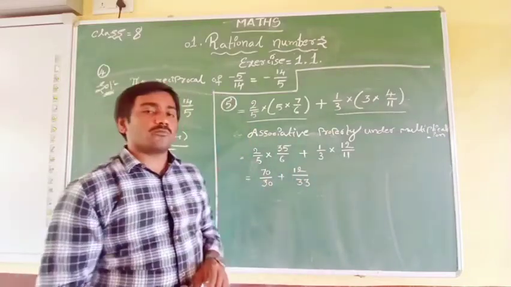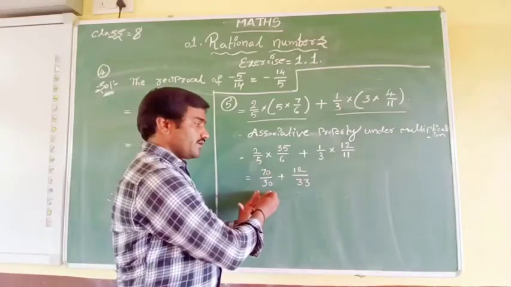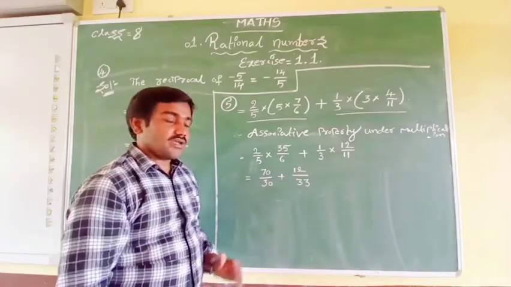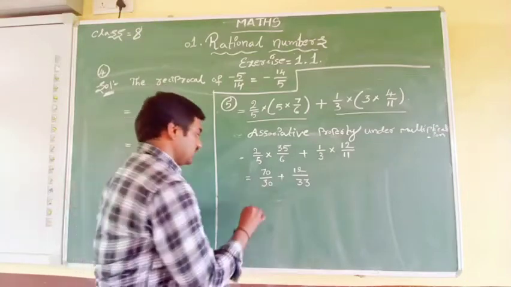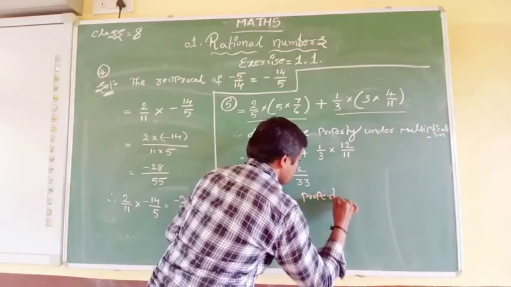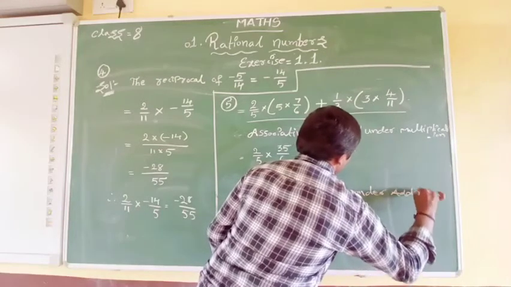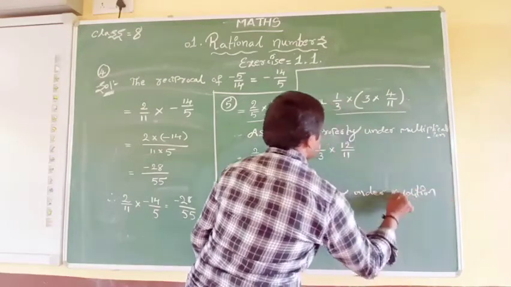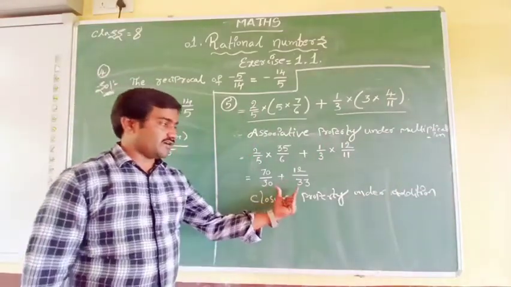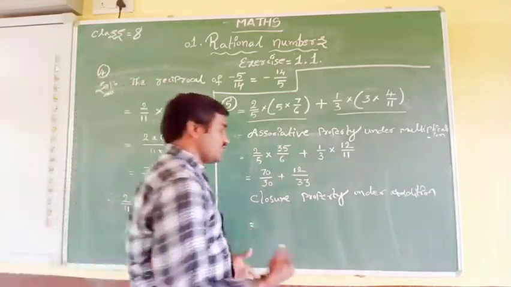Now here you got one more property. If you assume this term as A and this term as B, it is A plus B. Closure property under addition. So what we need to do is just take the LCM of these two and simplify it so that you get the answer. Let's go for that also.